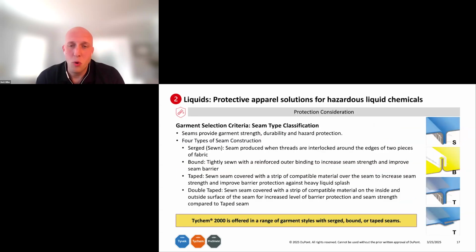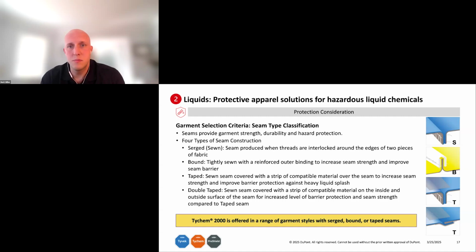So just as it's important as picking the fabric, it's also just as important to make sure you've got the right seam. So when it comes to seam type classifications or making sure you're in the right seam, the reason why we focus on this is for a couple of things. So the durability piece could be one, but most importantly is the protection. When it comes to a seam, that could be the weakest point of a suit, depending on your area, depending on the environment that you're in. So it could be an entryway, when I say the weakest point, for whether it's a gas, a liquid, or a solid for that matter.